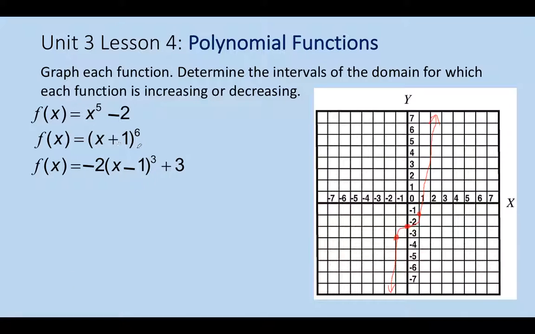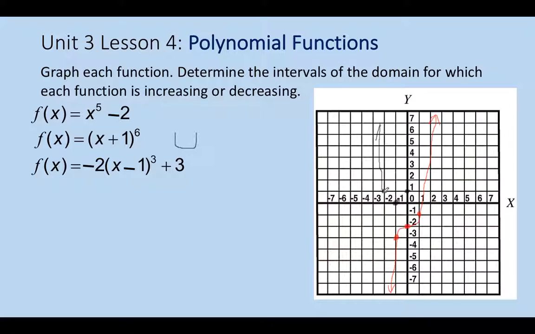So here I've got x plus 1 to the 6th. So because it's to the 6th, I know it's going to be relatively flat like that. And because it's plus 1, I know it's going to shift to the left 1. So I've got there. That's going to be my, again, my turning point. 1 to the 6th is 1. And negative 1 to the 6th is positive 1. Again, but as I go through this, I know that it's going to be real steep.